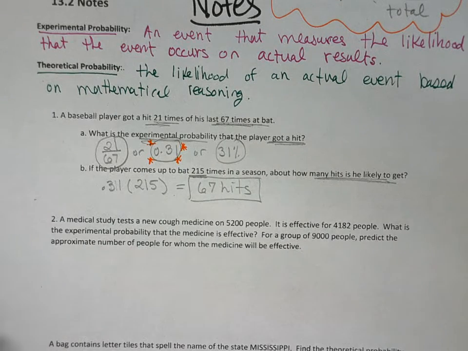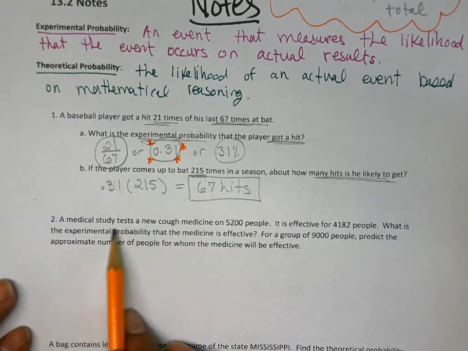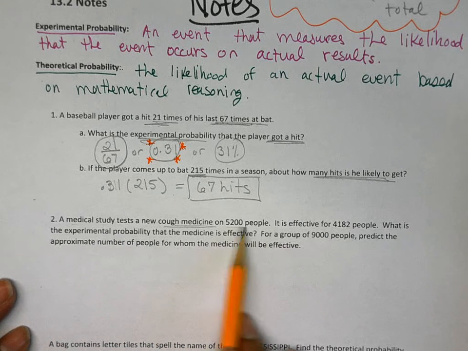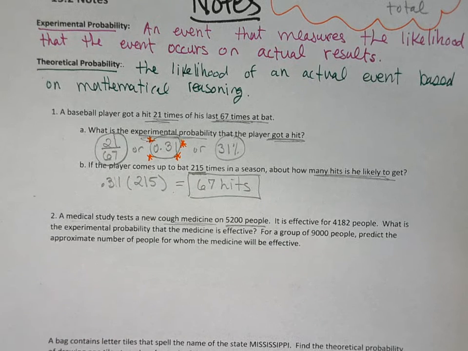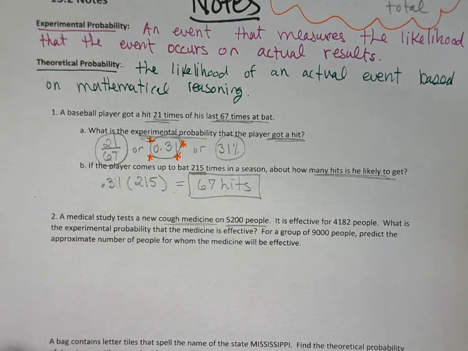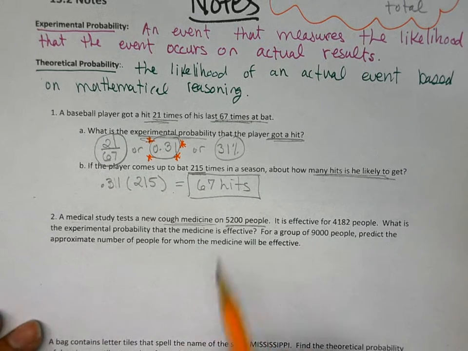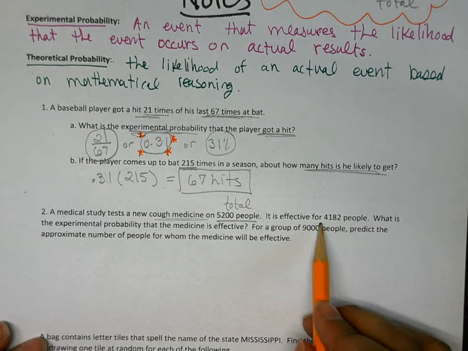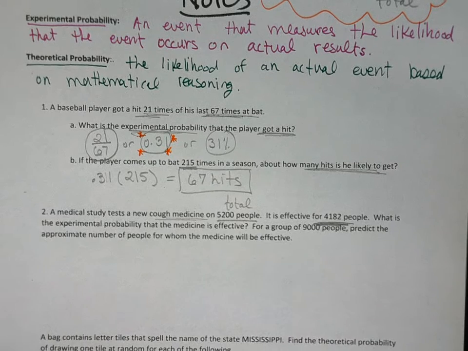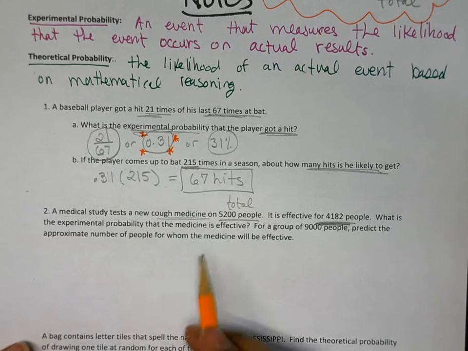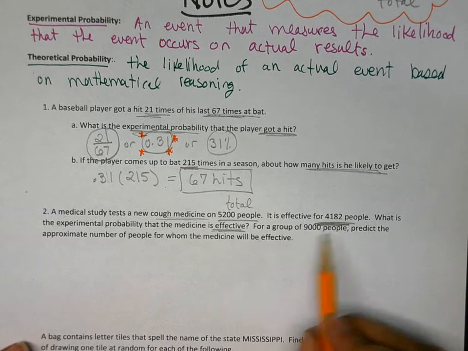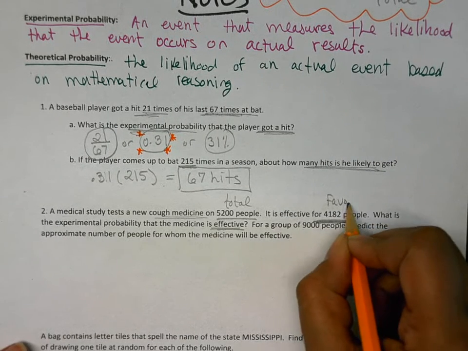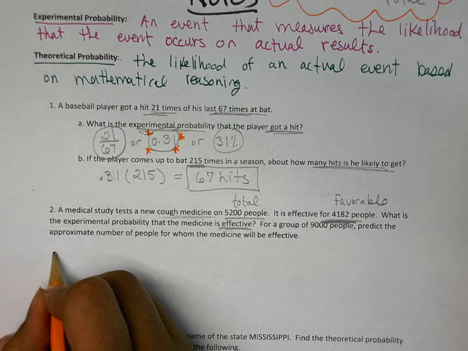A medical test. A medical study tests a new cough medication on 5,200 people. Is this the favorable or the total? It is effective on 4,182 people. What is the experimental probability that the medicine is effective? So this piece here, is this total or favorable? Favorable. All right, so what is my fraction going to be?